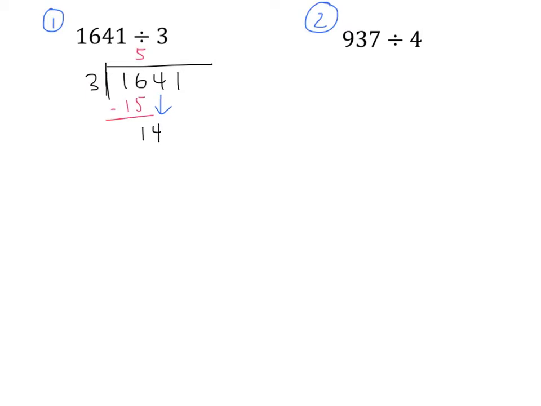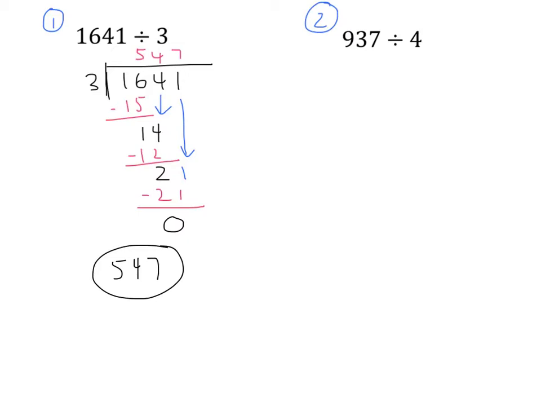So now I have to ask, how many times does 3 go into 14? 4 times. And again, we multiply. 3 times 4 is 12. And then 14 minus 12 gets me 2. Now I need to bring down that 1. And I ask, how many times does 3 go into 21? Well, 3 goes into 21 7 times. 3 times 7 is 21. And then if I subtract that, I get 0. So 1,641 divided by 3 is 547.